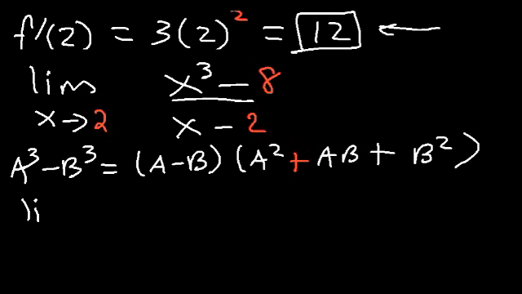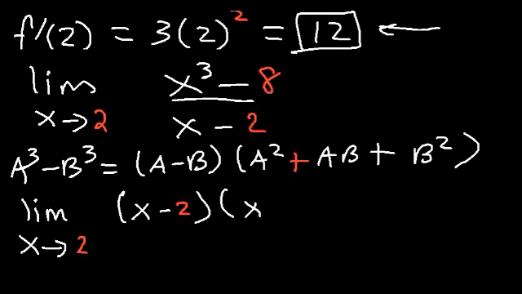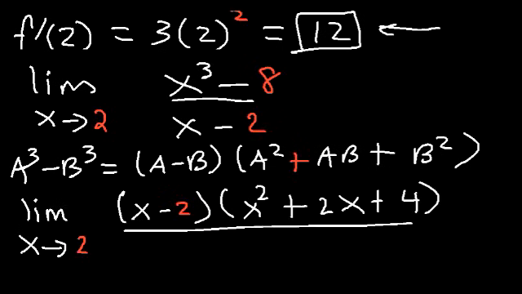So what we now have, using the equation, is the limit as x approaches 2 of x minus 2 times a squared, which is x squared, plus ab, that's 2 times x, plus b squared, which is 2 squared, divided by x minus 2. So we can get rid of these two expressions.